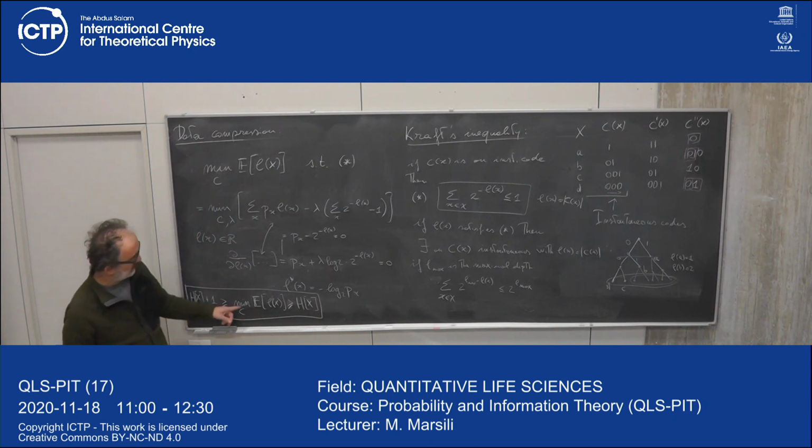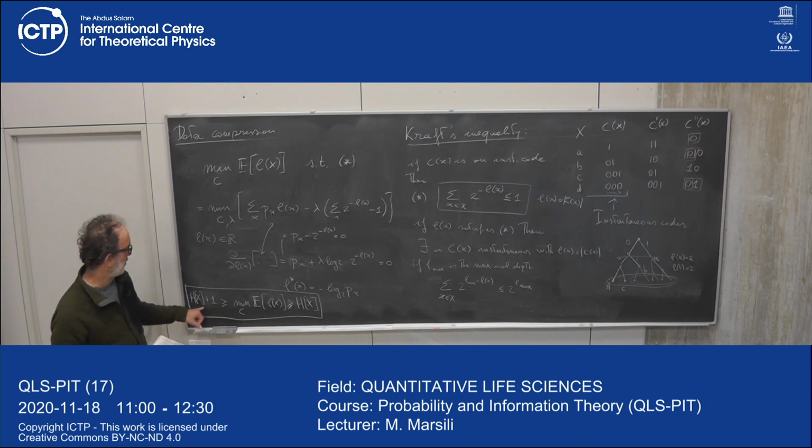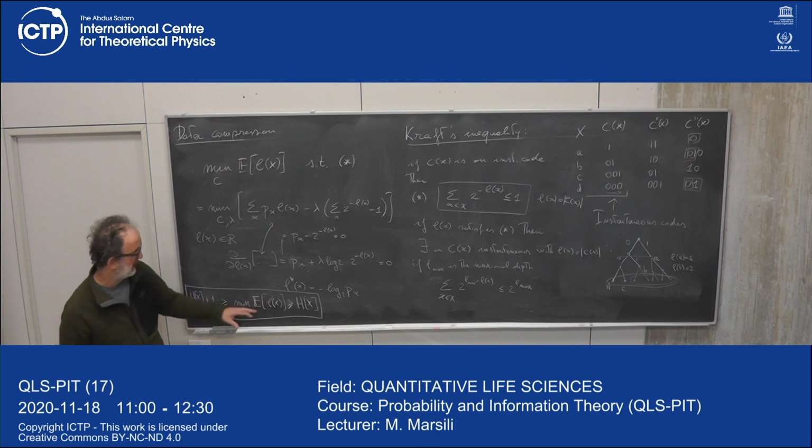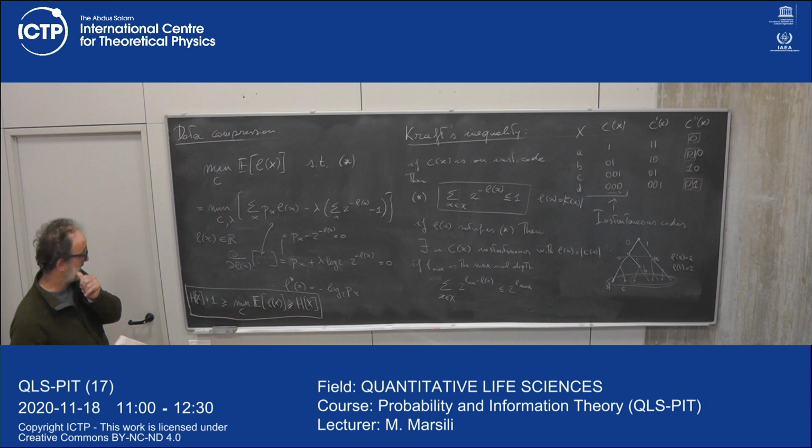Okay, so essentially you can show that if you take instantaneous codes for each character, then you can achieve a code that is close to the entropy. So it's between the entropy and the entropy plus 1. Okay.